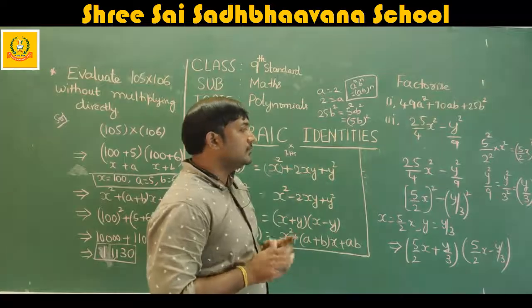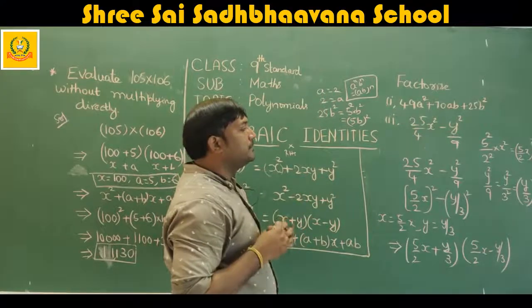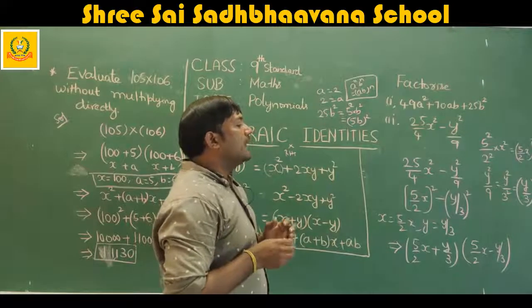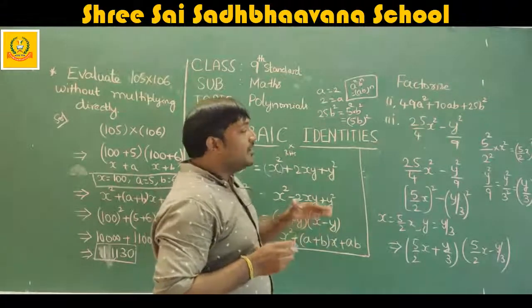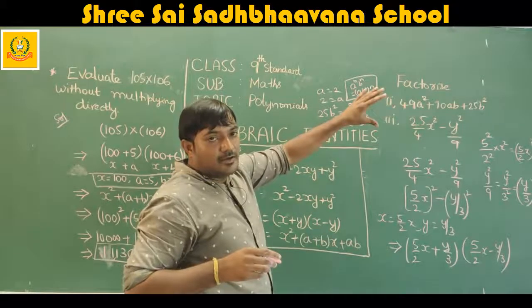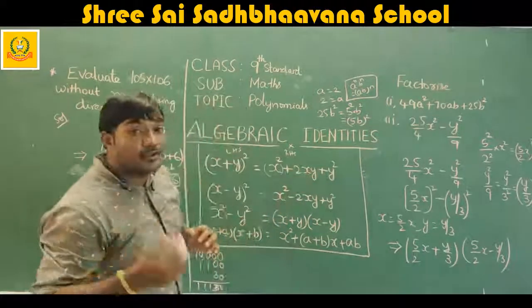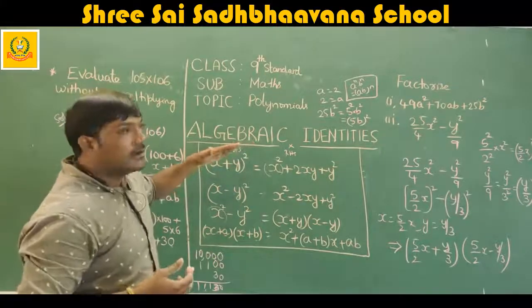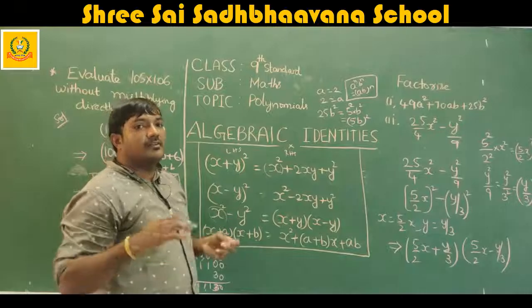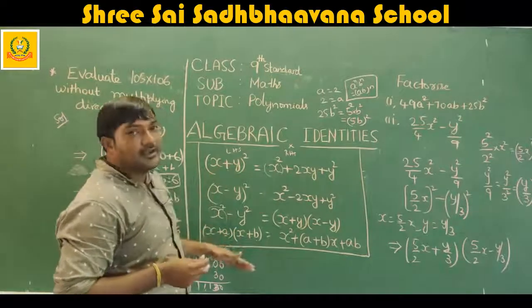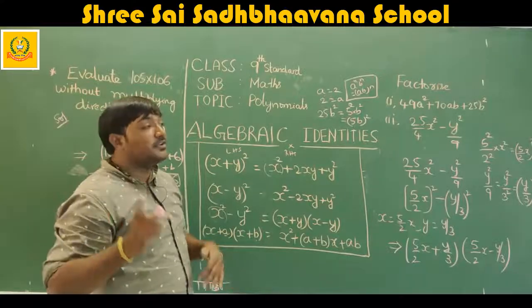I'll just explain you once again. What is the given sum? 25 by 4x square minus y square by 9. Whenever they give these kinds of factorize sums, you remember all the identities, because we have to learn these by heart or practice and keep in mind. Understood? These identities, they will not give in the exam. You should remember all the identities.